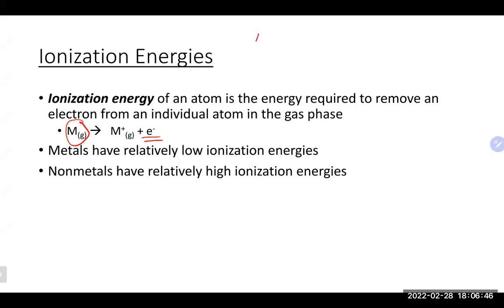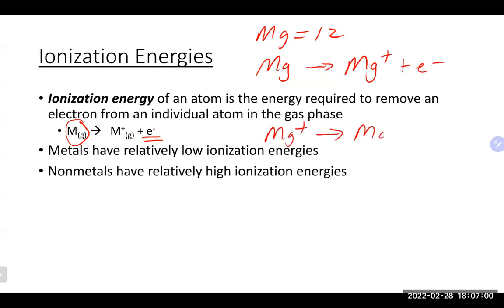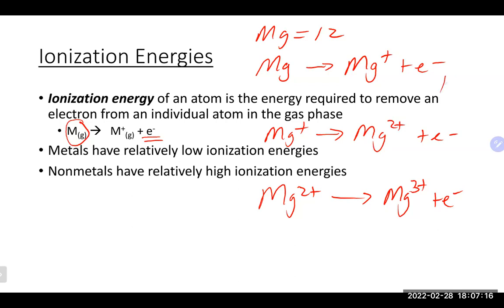So for example, if you have something like magnesium, which is 12, the first thing that would happen is magnesium would lose 1 electron. And then that magnesium with a +1 charge would then lose another electron. And then that magnesium perhaps with a +2 charge would lose another electron. And every time an electron pops off, there's what is referred to as an ionization energy required to do that. This would be the first ionization energy. This would be the second ionization energy. And this would be the third ionization energy.